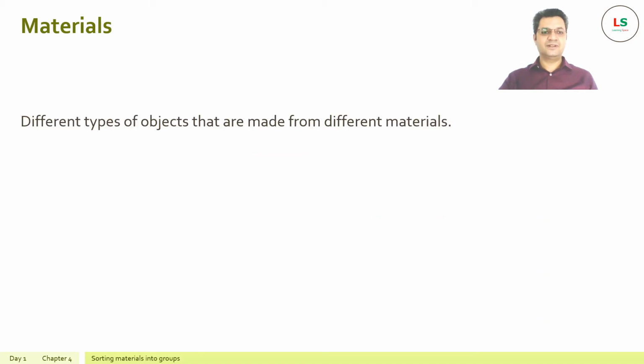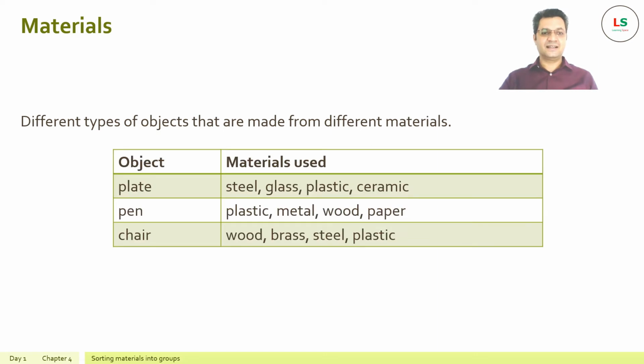Next we have a table with different types of objects that are made from different materials. Like a plate can be made from steel, glass, plastic or ceramic. A pen can be made from plastic, metal, wood or paper. Whereas a chair can be made of wood, brass, steel or plastic.